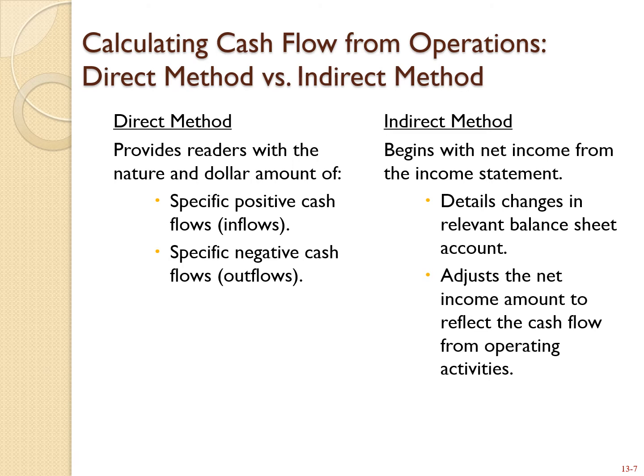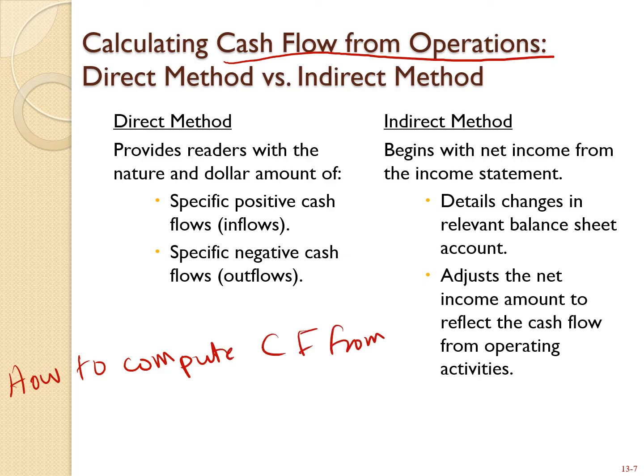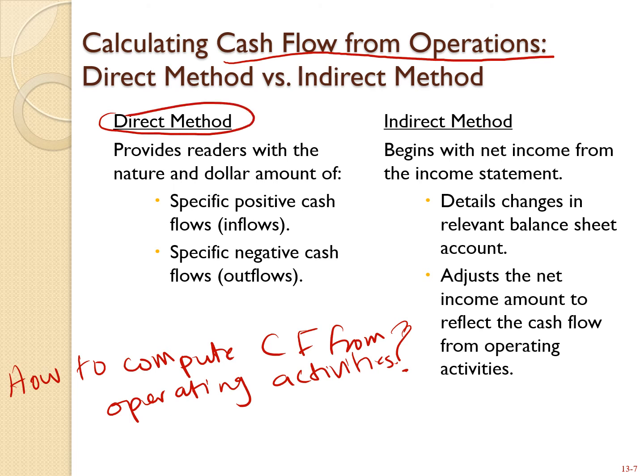Now, as I mentioned at the beginning of the lecture, we are interested in cash flow from operating activities, how to compute. So this is our main question: how to compute cash flow from operating activities. We have two methods, the direct method and the indirect method. We will focus on the indirect method.